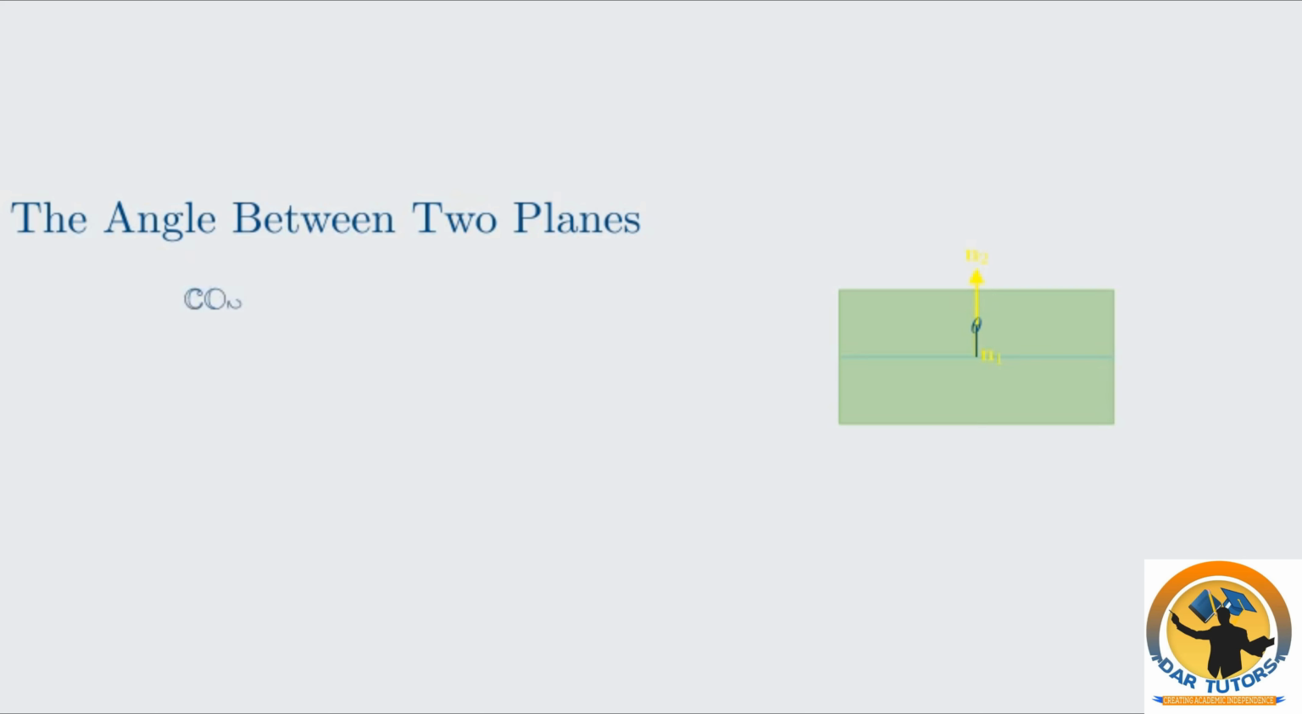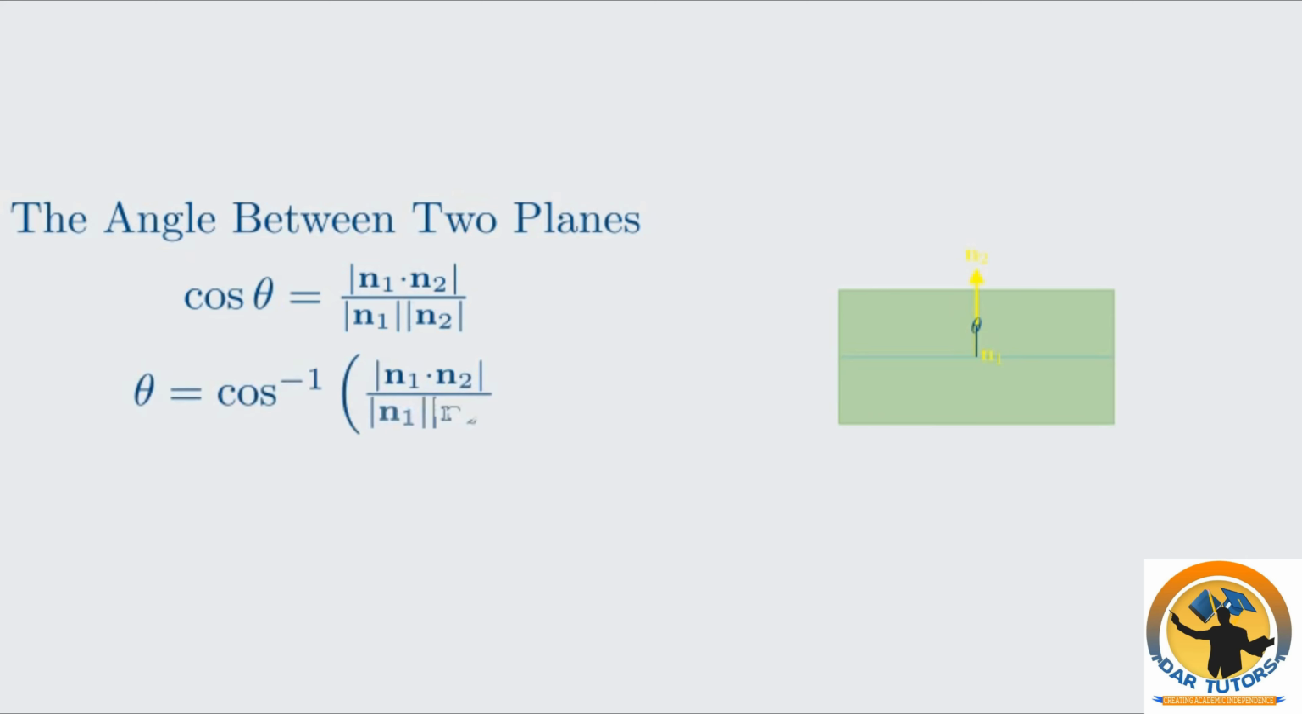The cosine of the angle theta between the planes is the absolute value of the dot product of their normal vectors, n1 and n2, divided by the product of their magnitudes. Again, we use the absolute value to ensure we find the acute angle, which is the standard convention for the angle between two planes. To find the angle theta, we take the inverse cosine of this expression. This is the formula for the angle between two planes.